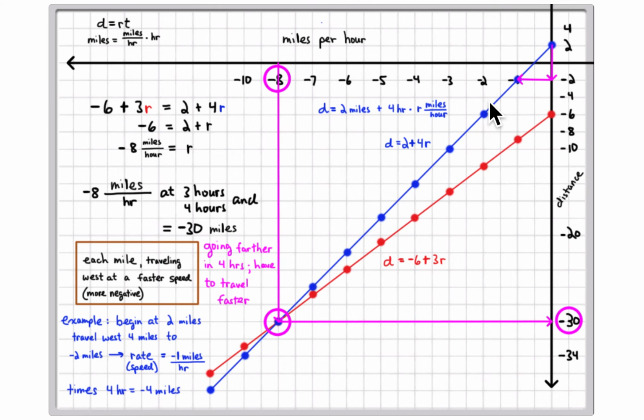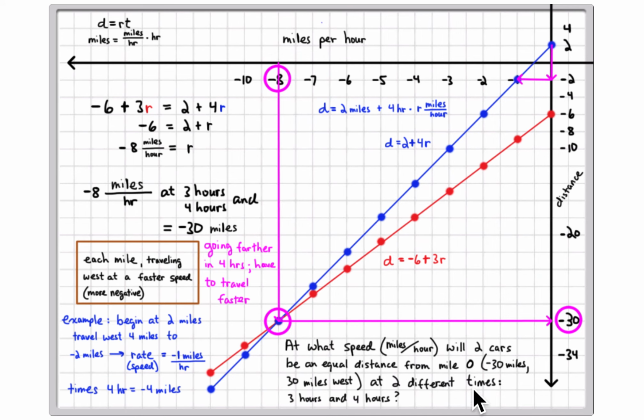But just continue just a tiny bit. So I'm going farther in 4 hours. So if you look at this graph, you're going farther in 4 hours. You have to travel faster. So I want to go farther, this distance right here, in 4 hours. This is all 4 hours. So I have to travel faster to go farther in that 4 hours. So to get 30 miles out, I have to travel at 8 miles per hour. To get 30 miles out here, I have to travel at 8 miles per hour.